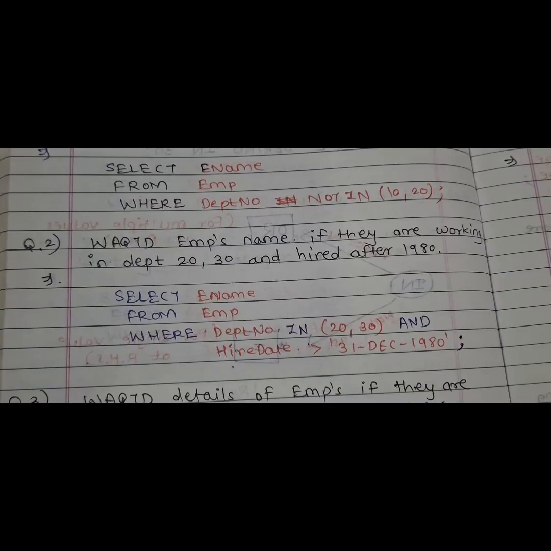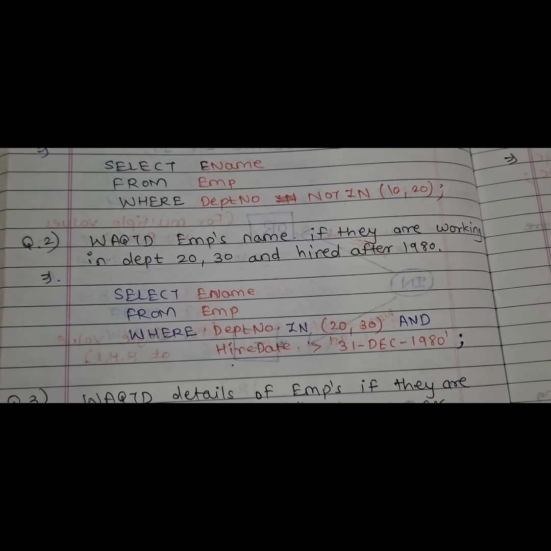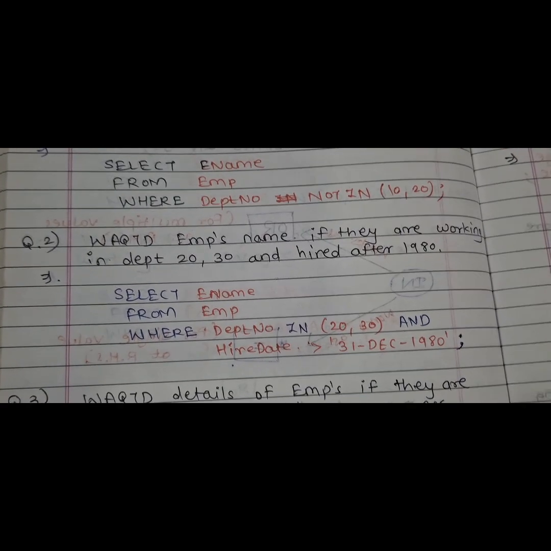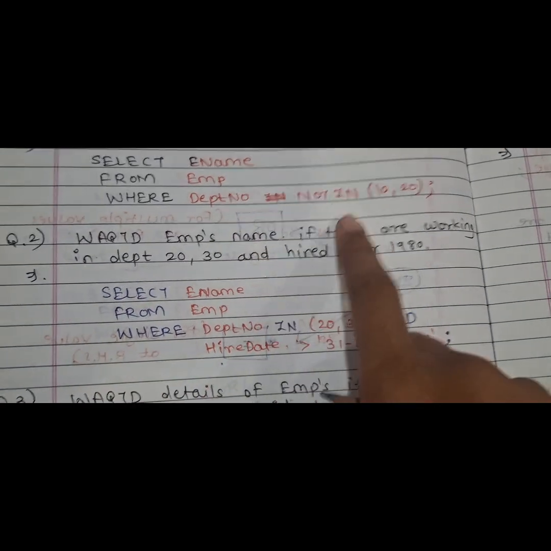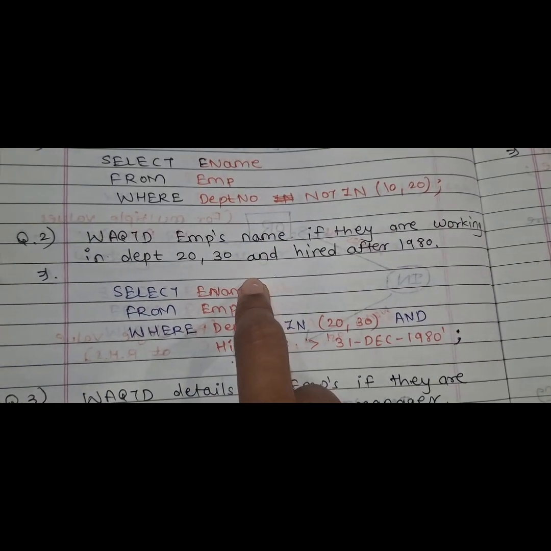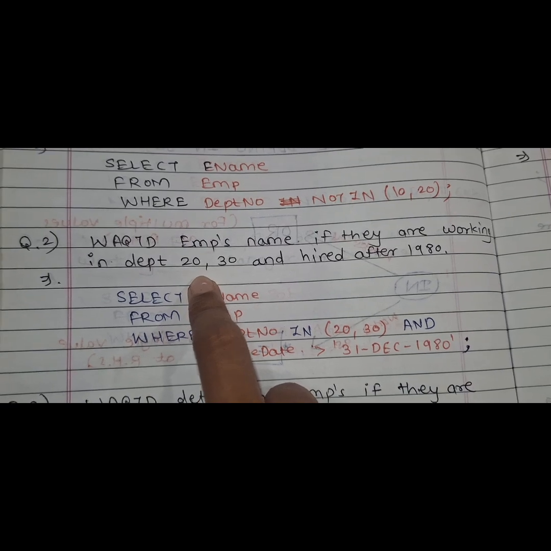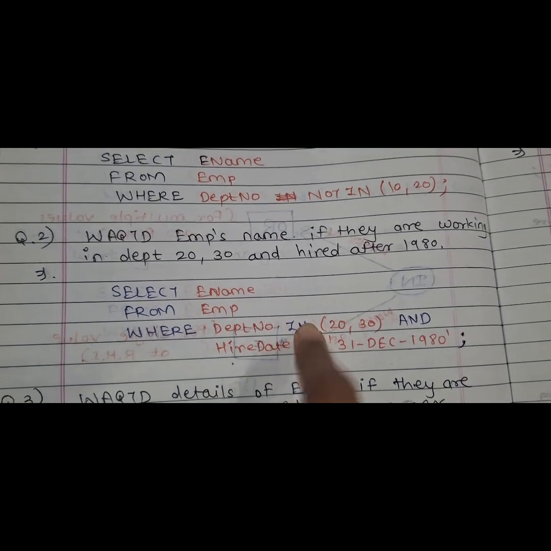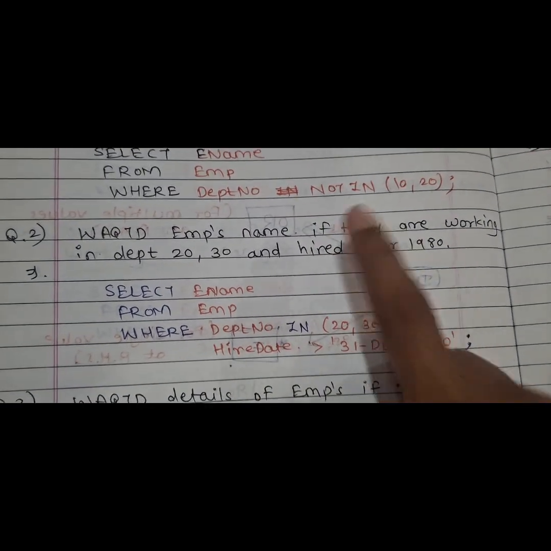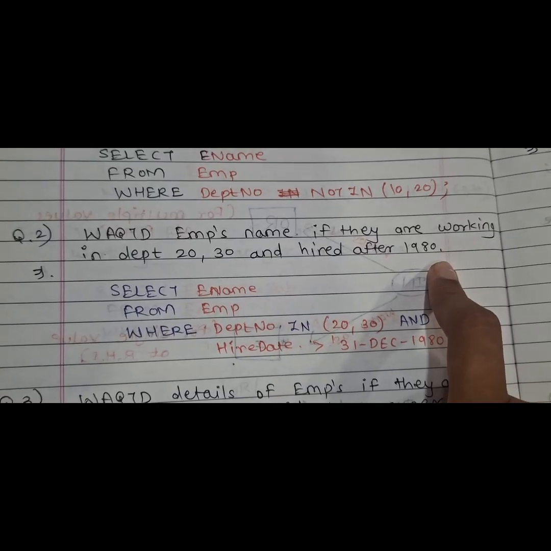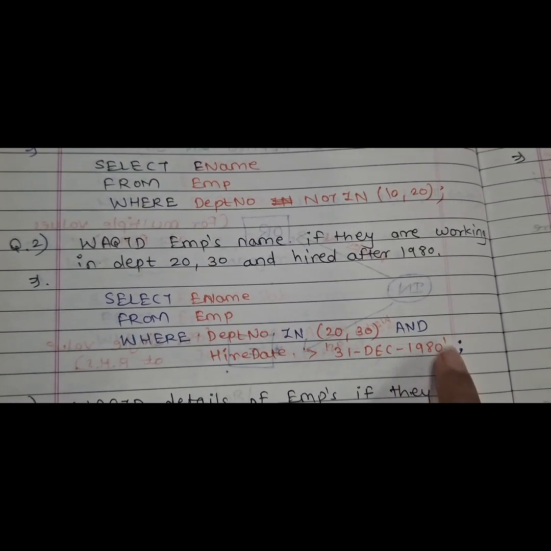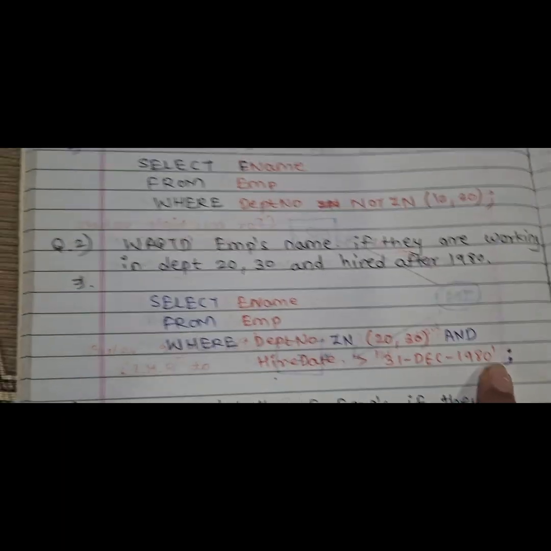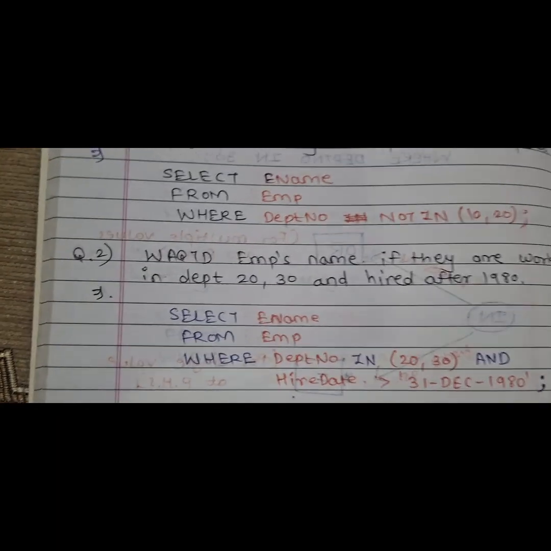Write a query to display employee name if they are working in department number 20 and 30. So what is it saying? Instead of not in operator, what will I use? In operator. And hired after 1980. So hire date is greater than 31st December 1980. This is an example of in operator.